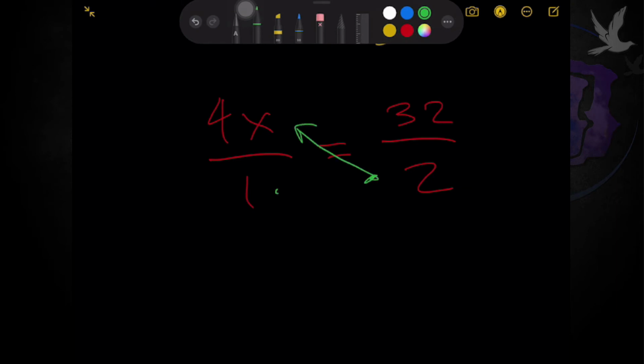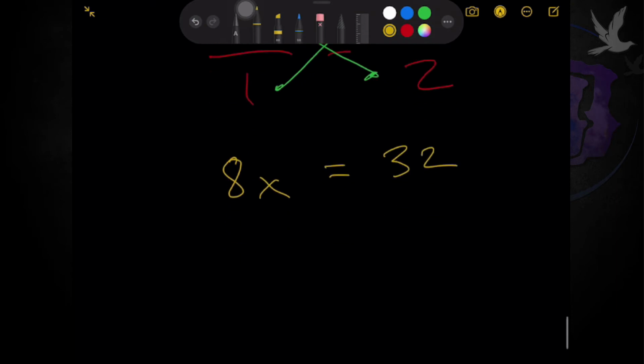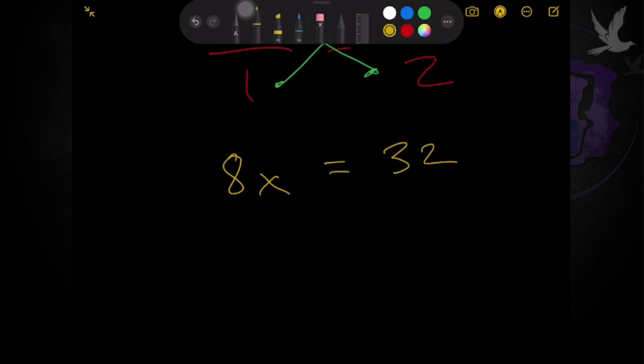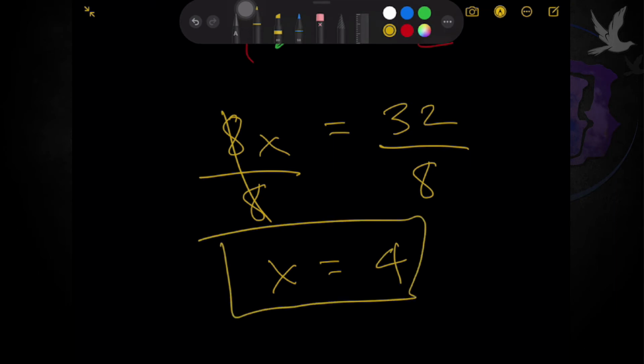2 times 4x and 1 times 32. So ngayon, both, no? Okay. 2 times 4x will give you 8x, and 1 times 32 will still give you 32. So then again, familiar situation, all you need to do is just to cancel, in which x will now give you 32 divided by 8, which is equivalent to 4.